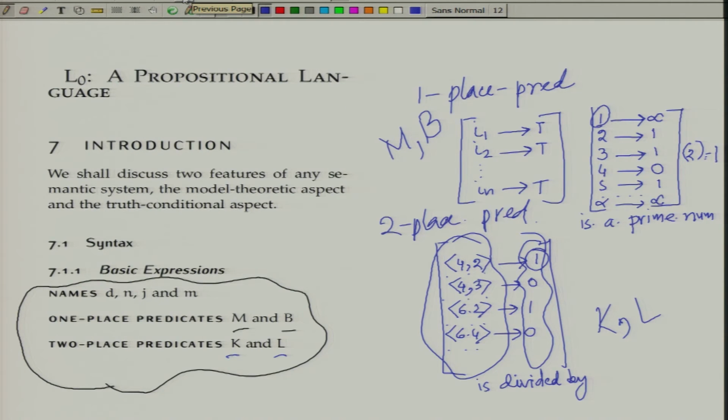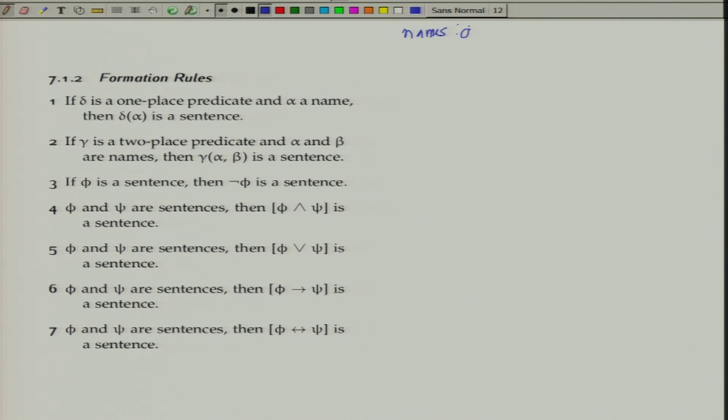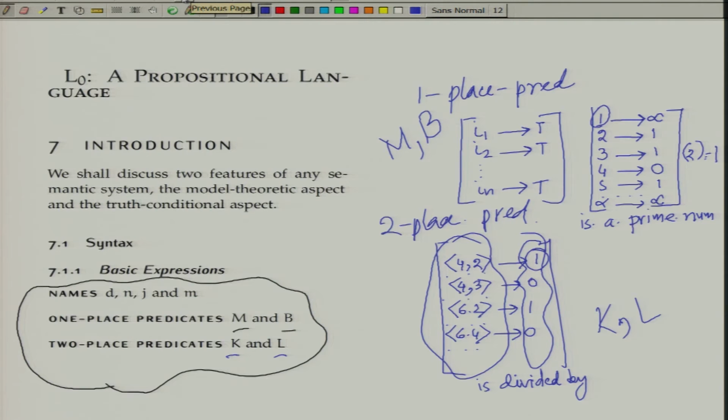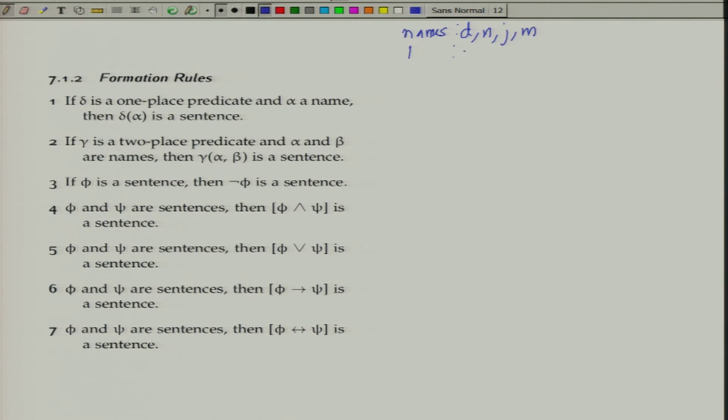Remember, just very briefly, our names are D, N, J, M. We have 2 1 place predicates, that is M and B. We have 2 2 place predicates, L and perhaps K. So, it is a very small language having just 8 units, nothing else. So, the units will now unite to make phrases and sentences.